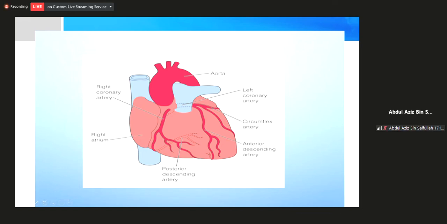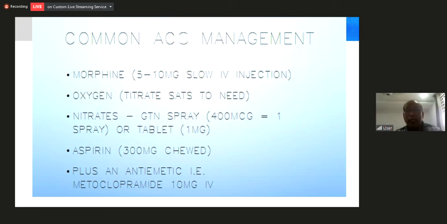Okay. So what is the common management? Definitely with chest pain in acute coronary syndrome, sometimes you give morphine 5 to 10 mg. If you give morphine, you have to give an antiemetic, like metoclopramide IV. You give oxygen to the patient, probably you give nitrate. You give aspirin 300 mg, and also clopidogrel 300.